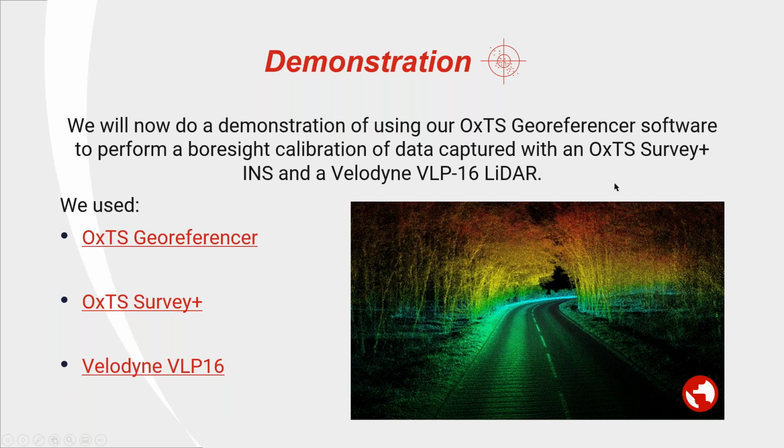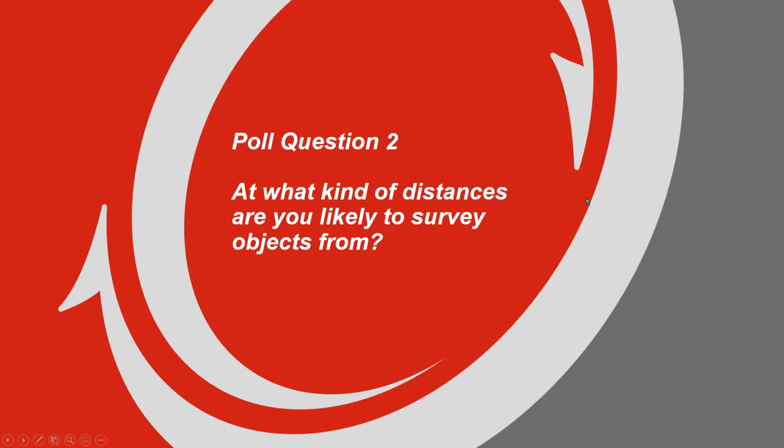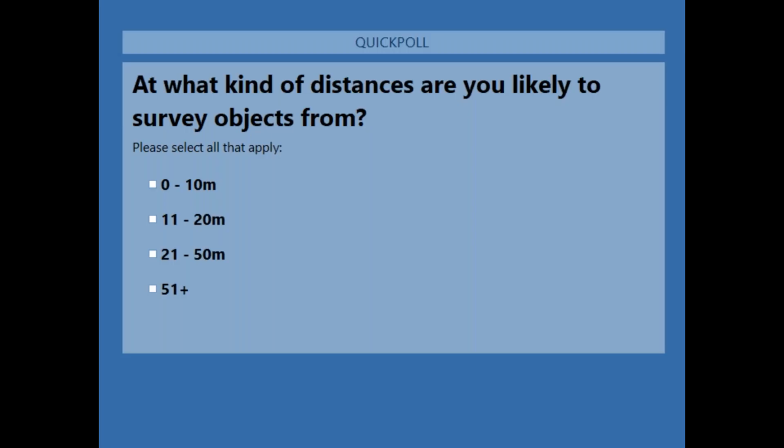So that is our boresight calibration solution. And I'd just like to ask you a second poll question now. At what kind of distances are you likely to survey objects from? Remember, this is important because there's almost a linear relationship between the distance from which you want to survey and the inaccuracy of the points in your point cloud from the boresight calibration.